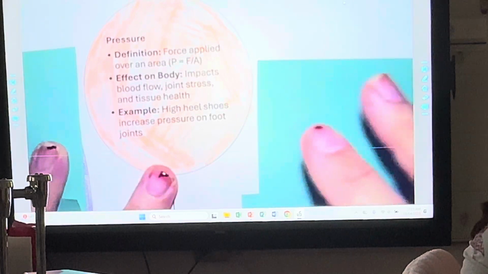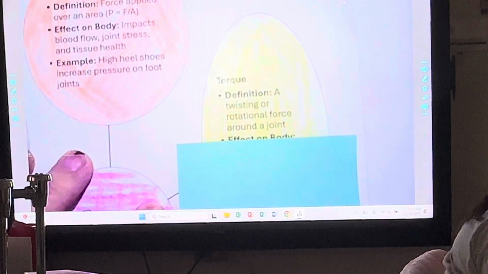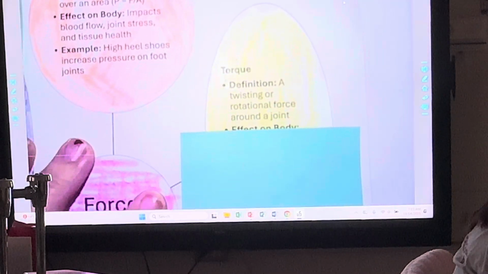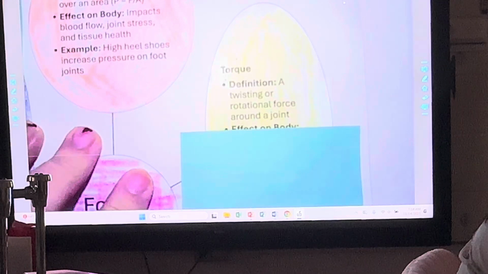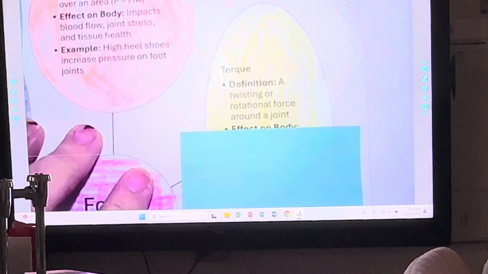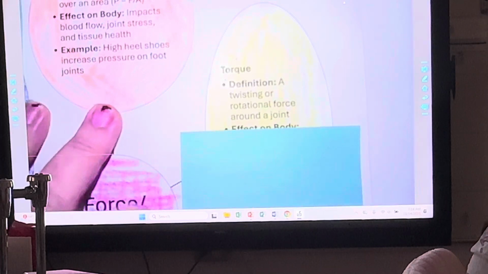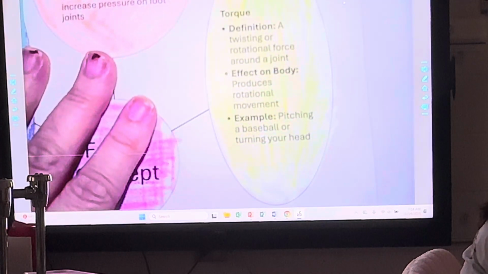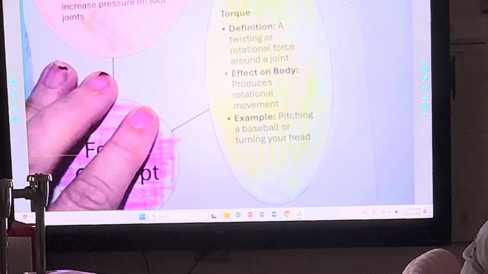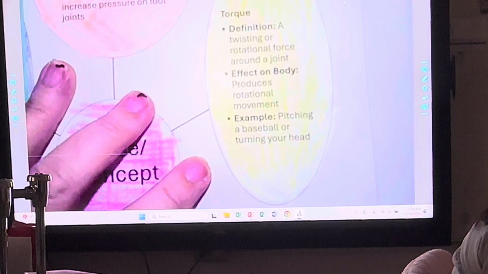Okay. Now we're going to move over and we're going to talk about torque. And torque has to do with twisting or a rotational force around the joint. And if you think about it, some joints are going to have definitely more rotational force than others. The effect we have on the body when it comes to torque is that it produces that rotational motion. So example, pitching a baseball or turning your head.